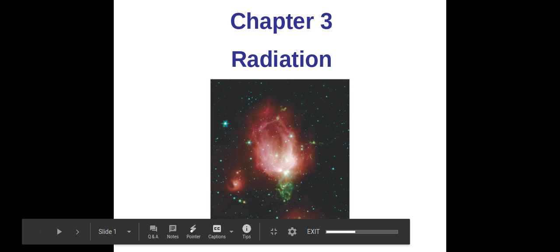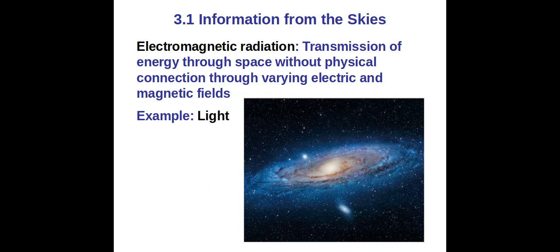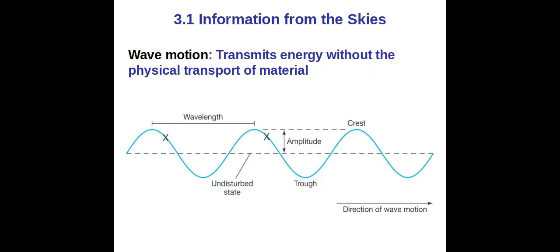unit, which is radiation. So let's get to it. So radiation basically travels as electromagnetic radiation, which is the transmission of energy through space without physical connection through varying electric and magnetic fields. An example of this is light. Visible light is just one part of the electromagnetic spectrum, and I'll show you what all of that looks like in a little bit. So to understand this, we need to understand a little bit about waves.